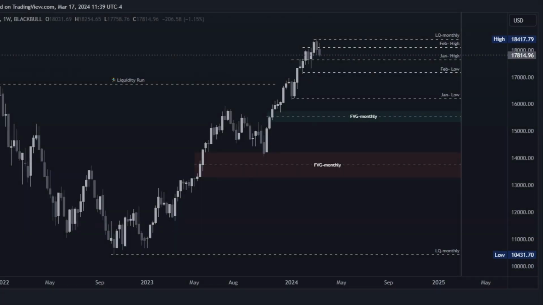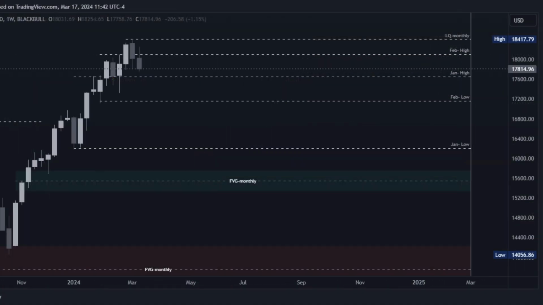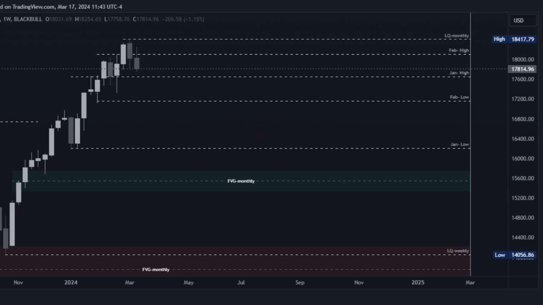Let's go into more detail on our weekly chart. More candles equals more data. Let me zoom in so we can focus on the recent price action. As always, identifying our areas of liquidity using swing points. As you can see on the lows, I have identified a liquidity pool. Also, the highs have already been identified as monthly liquidity.